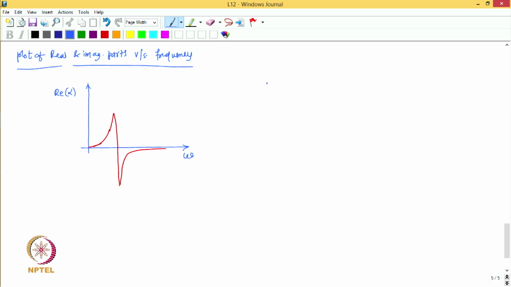And the other plot consists of the imaginary part of the FRF being plotted on the y axis with frequency on the x axis, and this plot for a single degree of freedom system may look like this. Okay. So the real part of the FRF may look like this. Something like this.